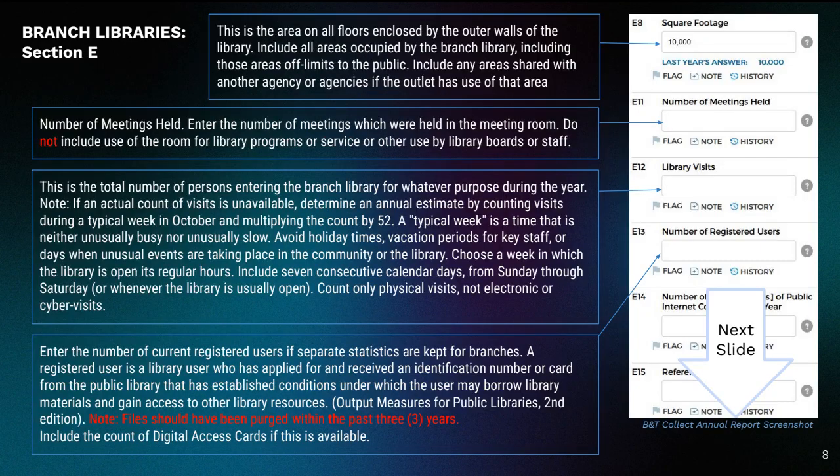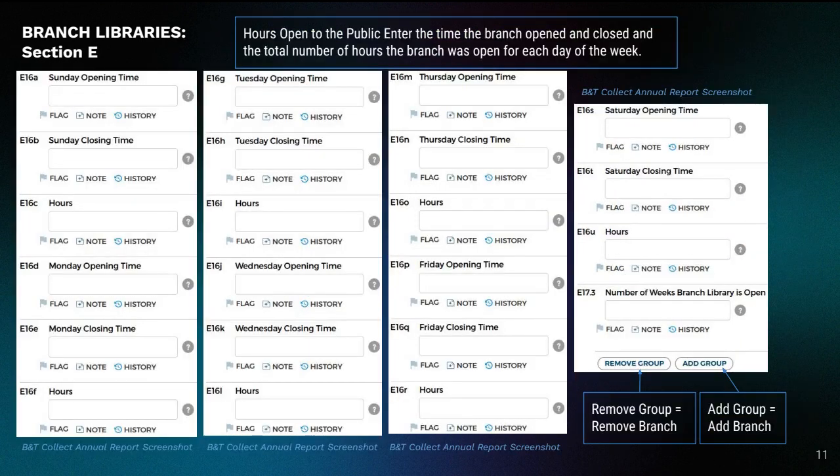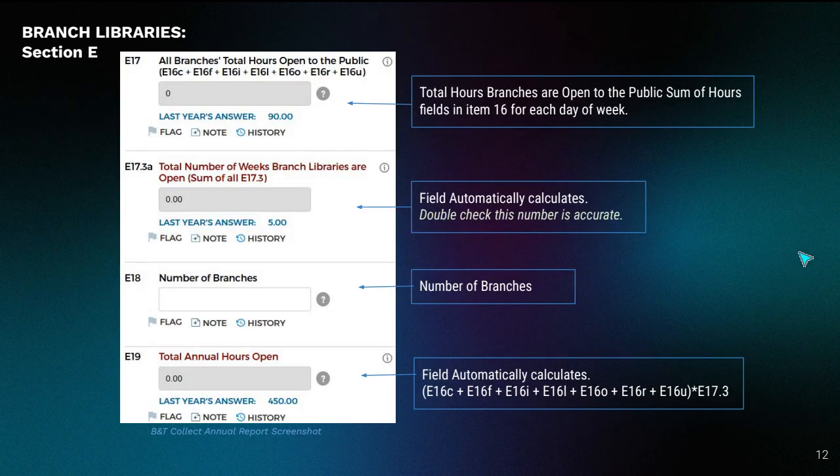Let's go ahead and pop forward. All right, back to this slide here. So as you see here on E17, total hours branches are open. It sums it. Just take a gander and make sure it's adding up correctly. Sometimes there's a glitch in the system and these auto sums don't add up correctly. Just like the number of weeks libraries are open. If you have multiple branches, it may say 104 if they're both open 52 weeks of a year. So note that it could be more than 52 here. Number of branches should show how many branches you have. And so it's going to take all of these hours and these weeks and your annual hours open. If you don't have hours open, don't put letters in, just put zeros.